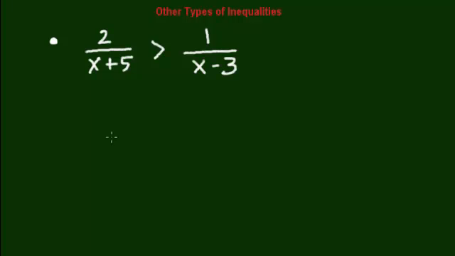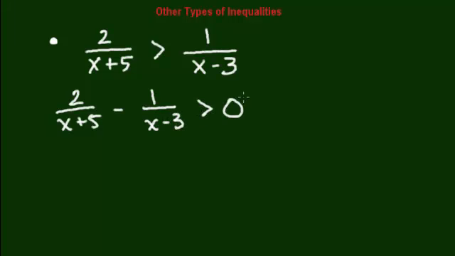Next, I'll choose a particularly messy example. In solving these, what you'll need to do is get everything all over on one side. All right. So I must have 2 over x plus 5 minus 1 over x minus 3 is greater than 0. That's what I like. I like for it to revolve around 0. So I need to combine this into one big chunk. So I'll need a common denominator.